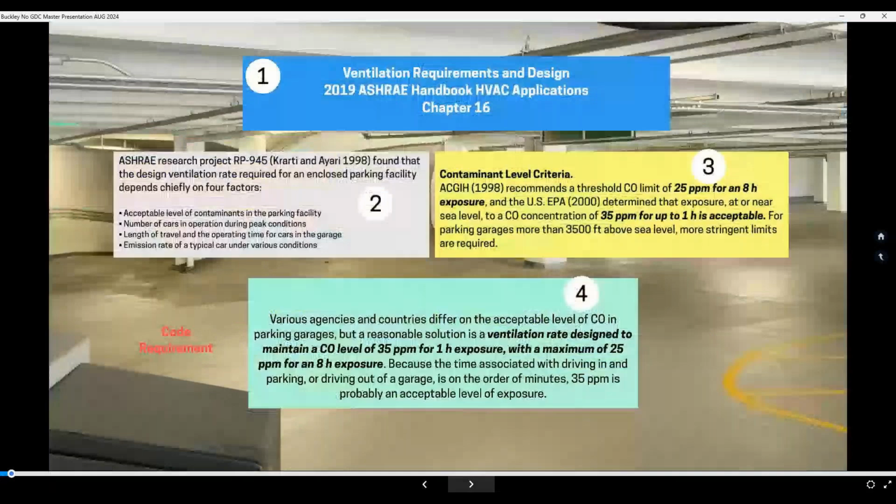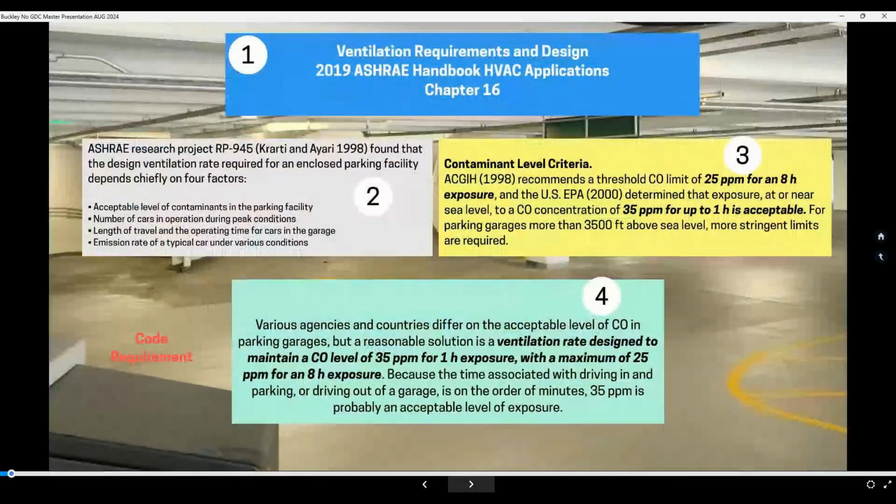First of all, the code and design you will find within the ASHRAE Handbook HVAC Applications, Chapter 16. In 1998, a study was funded by ASHRAE to do research to determine what the chief factors are for understanding and determining the effective ventilation rate for enclosed and underground parking.